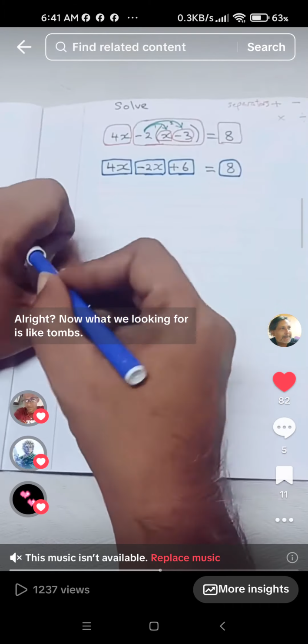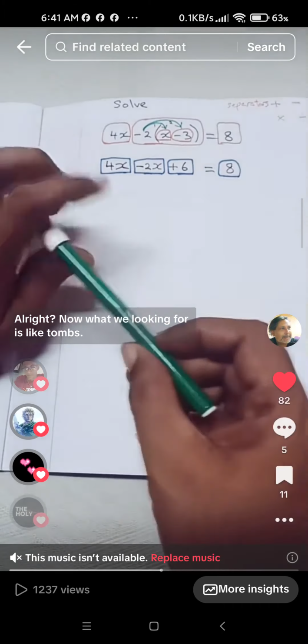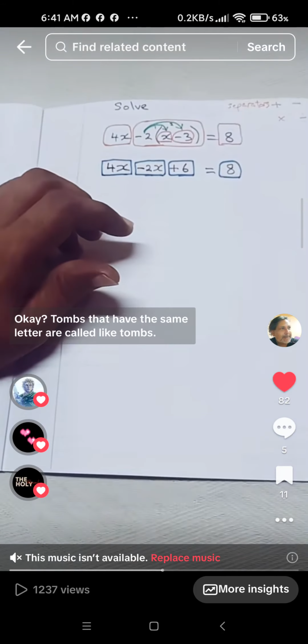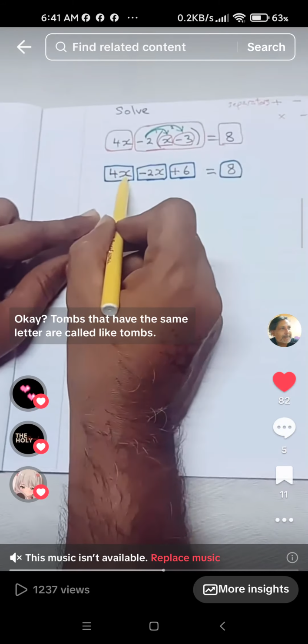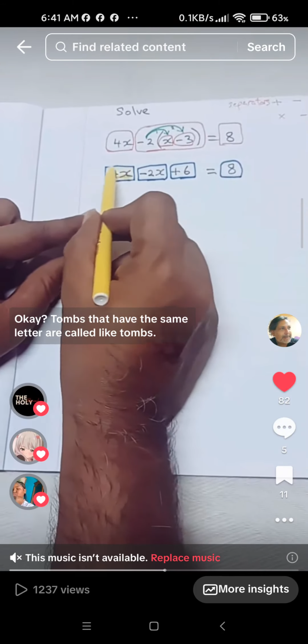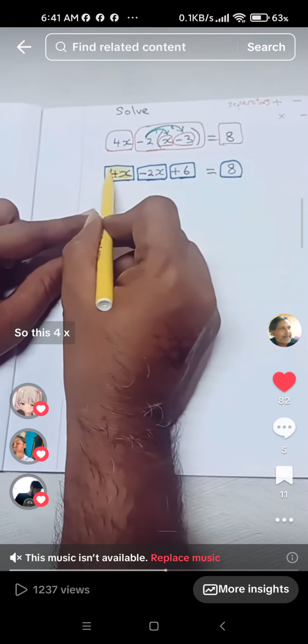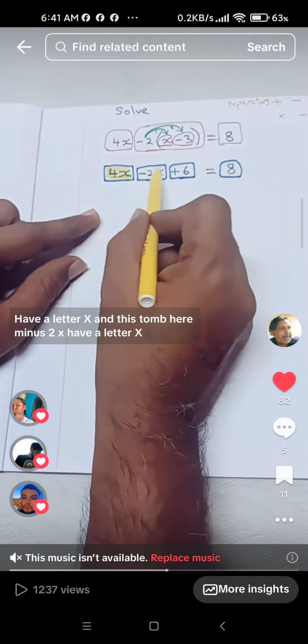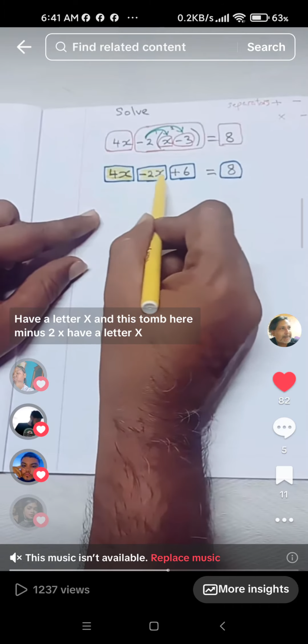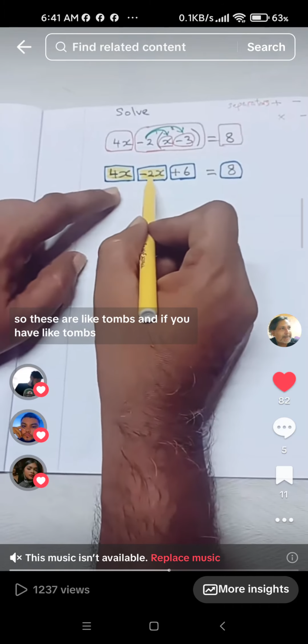Alright, now what we're looking for is like terms. Terms that have the same letter are called like terms. So this 4x has a letter x, and this term here, minus 2x, has a letter x. So these are like terms.